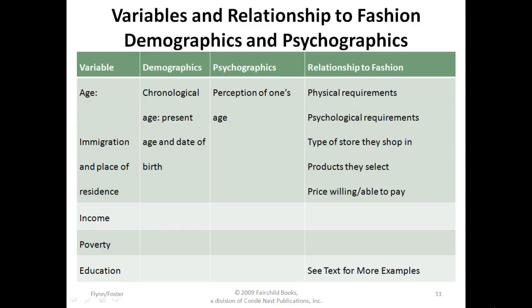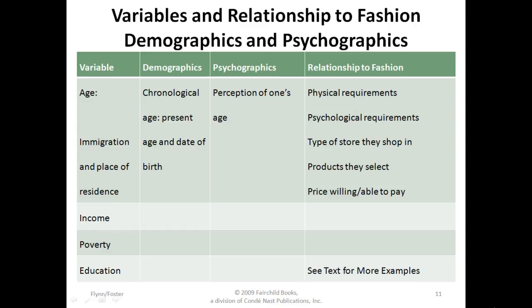Next is a table on page 105 of your book, table 6.2, and it looks at variables that deal with demographics and psychographics, and how these different demographics and psychographics affect a person's fashion choices. And kind of like we talked about before, you're going to have to find the demographics and psychographics of your sample because this will affect the different things that you'll be asking them.